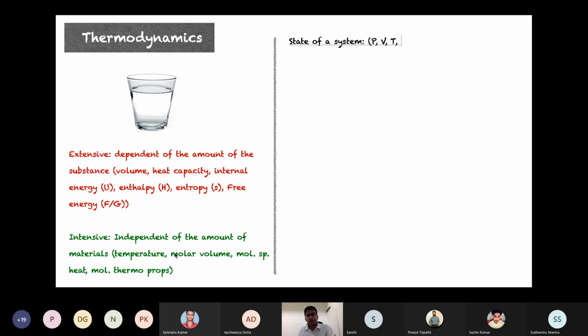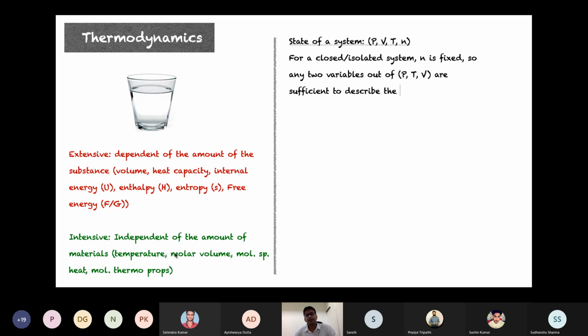Now, what is the state of a system? The state of a system can be defined based on these four variables: pressure, volume, temperature, and number of particles. Now, for a closed or isolated system, the number of particles is fixed. So, out of the three variables, pressure, temperature, and volume, you can take any two of them to describe the state of a system. So you can take pressure and temperature, temperature and volume, or pressure and volume. If you take two, the other will be constant, and n is anyway constant for a closed and isolated system.